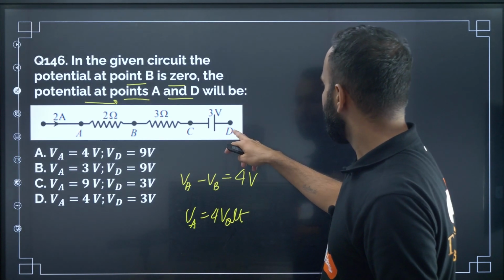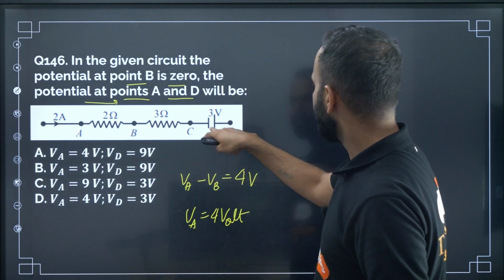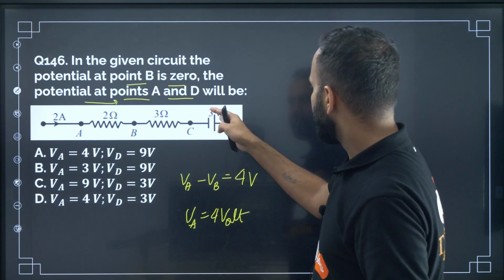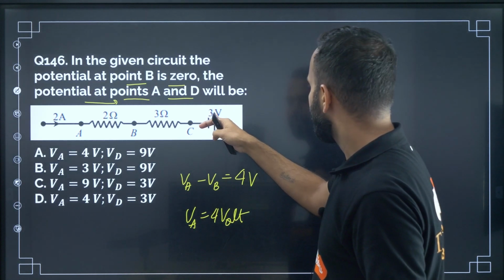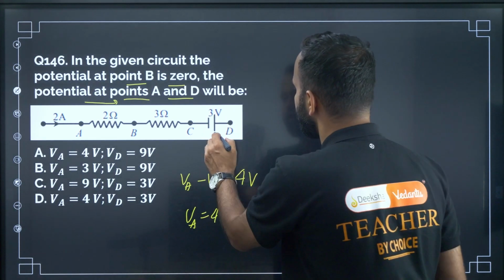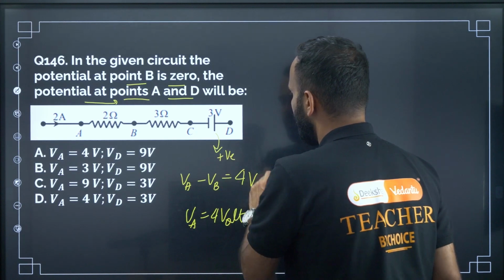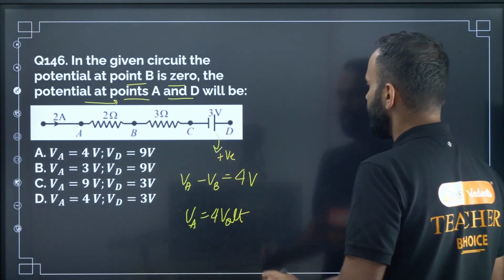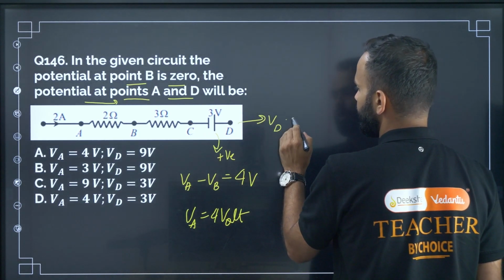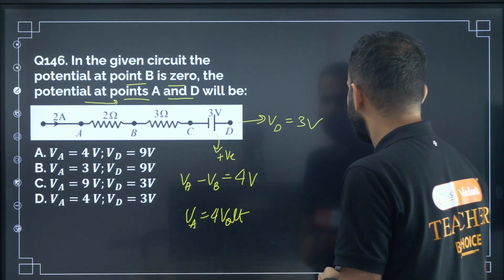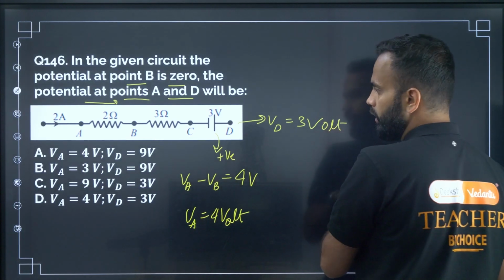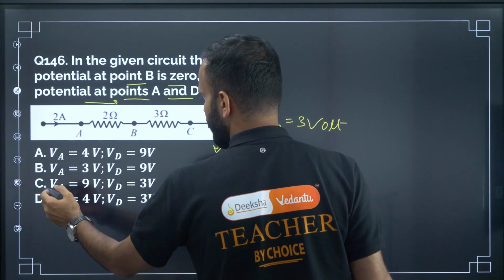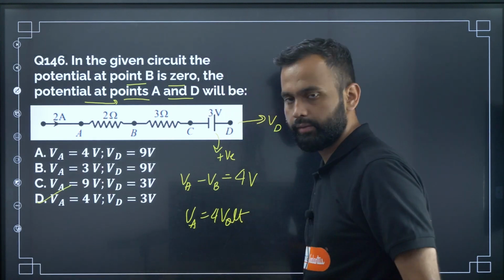So we need to find the potential at D. Here the point D is connected to the higher potential, right? That is 3 volt. Here the positive terminal, right? So the potential at point D, VD, is equal to 3 volt, okay, 3 volt. So the correct option is B, okay.